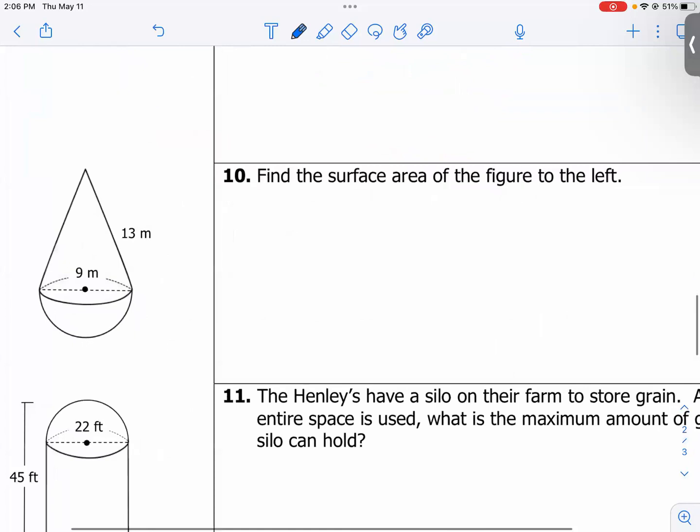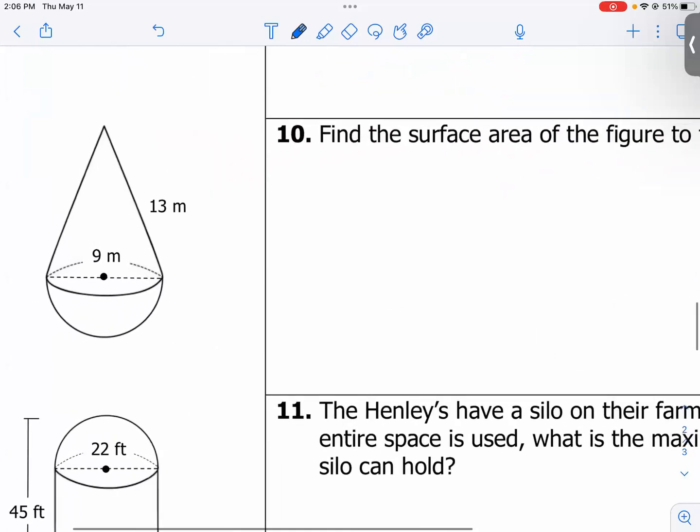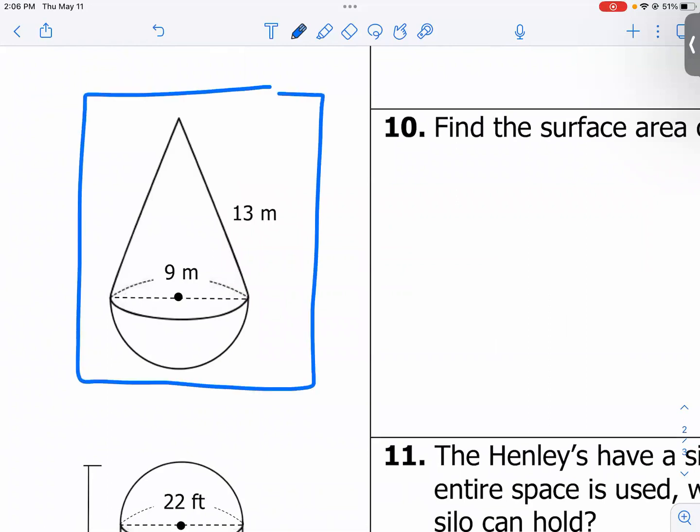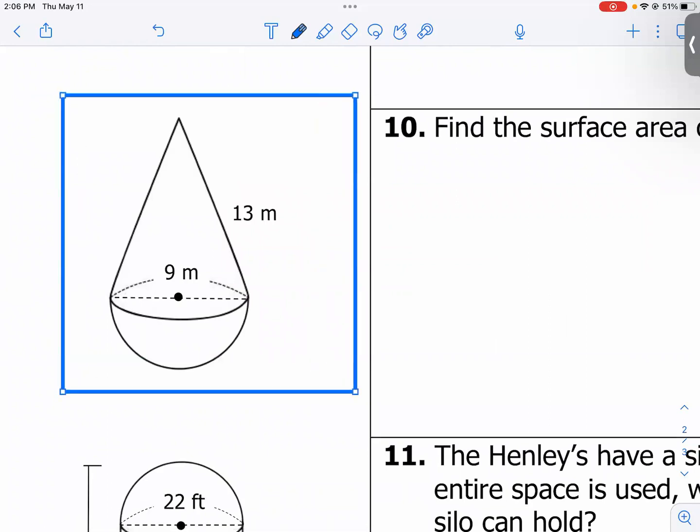Okay, this is what I would like you to do. I am going to give you 2 minutes for you and your elbow partner to come up with the answer to number 10. I want the surface area of this upside down ice cream cone.